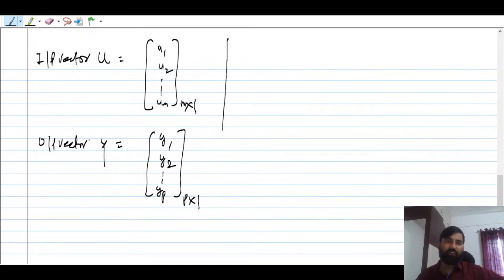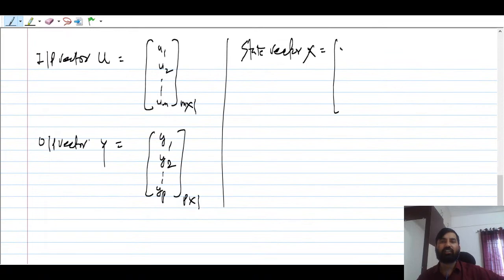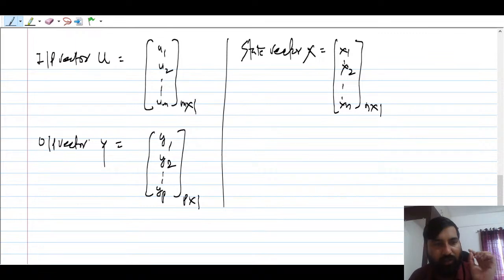Now let's talk about the state vector. The state vector is nothing but x. What is the order of this? How many elements are there? There are n elements, so you have to remember x1, x2, and so on, xn. Here it is n cross 1. Understood? Please keep in mind, this is a very important concept.